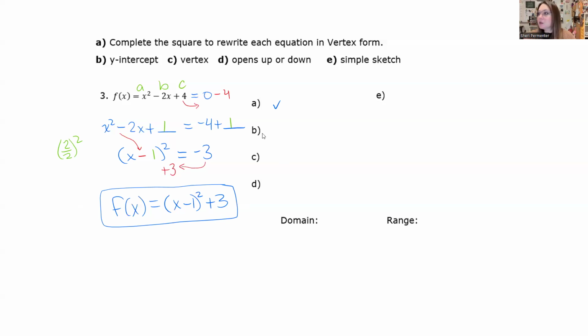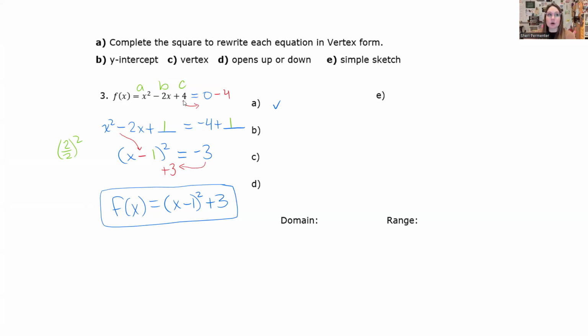B. B is the y-intercept. There are 2 ways you could find the y-intercept. Last class, we had to plug in x equal to 0 and solve for the y-intercept. But there's something really nice about having both forms.